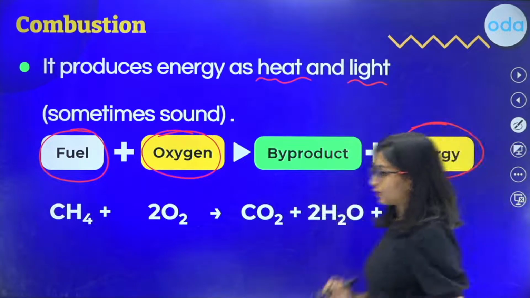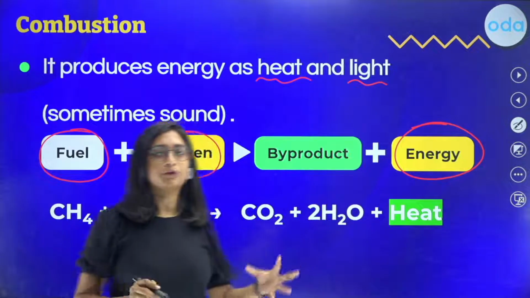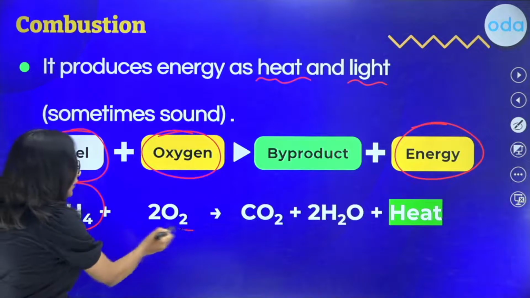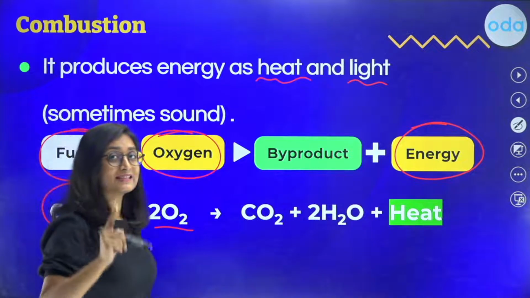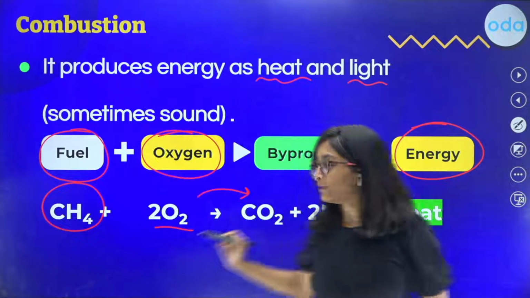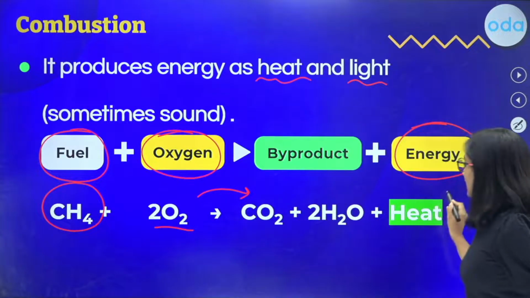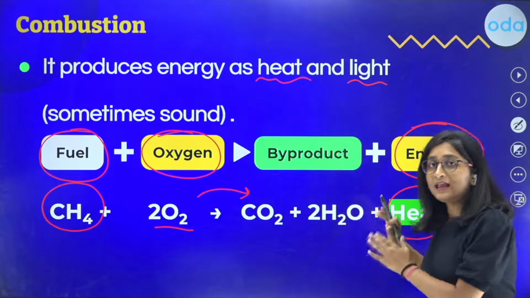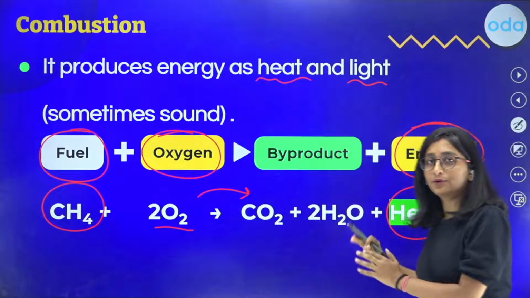Now, if you look into the fuel, we took the example of the methane. Here the methane acts as a fuel. We also took the oxygen, the necessary one, and that's going to produce carbon dioxide, water, and yes, some amount of heat energy. So this is the basic equation for the combustion.